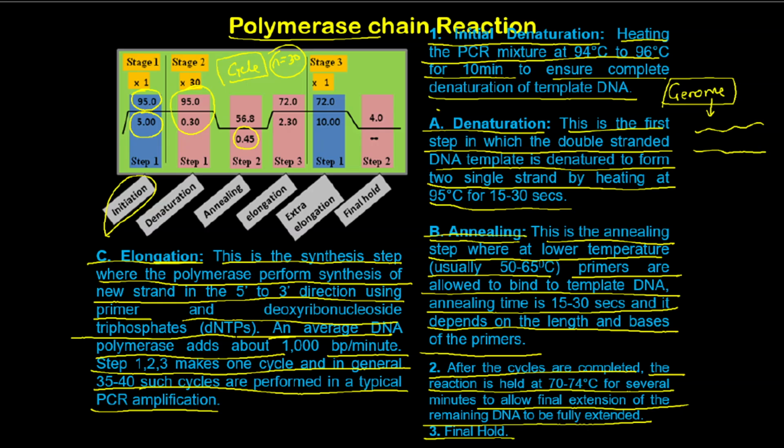So initial denaturation means the first denaturation that will occur, which you generally give for a longer time. Then after that the denaturation time period is lessened, generally to 15 to 30 seconds. Initially you give it for 5 to 10 minutes. Okay. So the heating of the PCR mixture at 94 to 96 degrees Celsius for 10 minutes, generally 5 to 10, is to ensure complete denaturation of the template DNA.